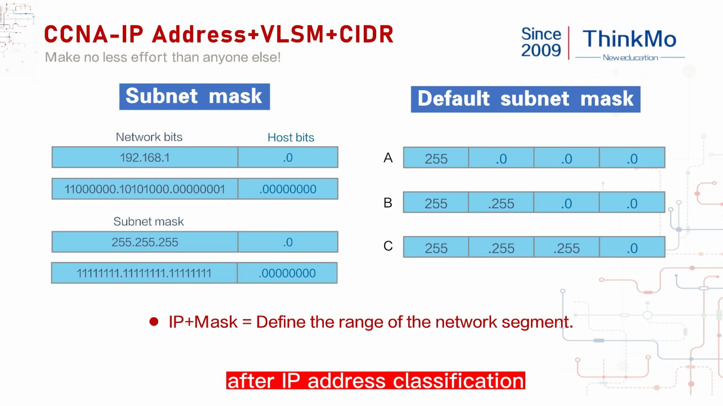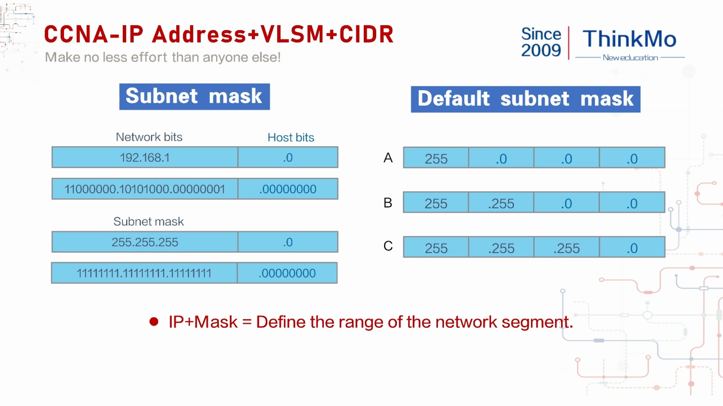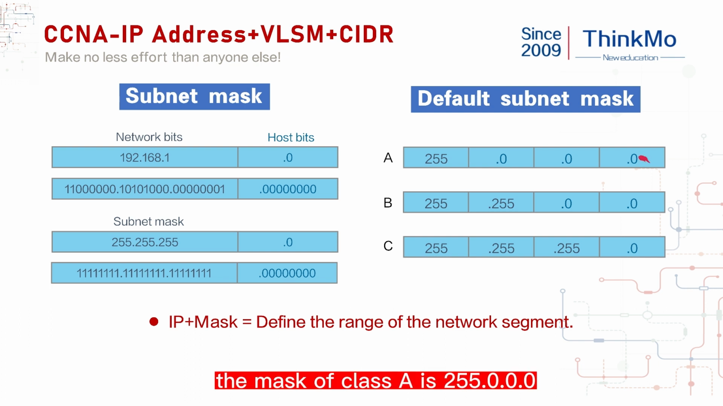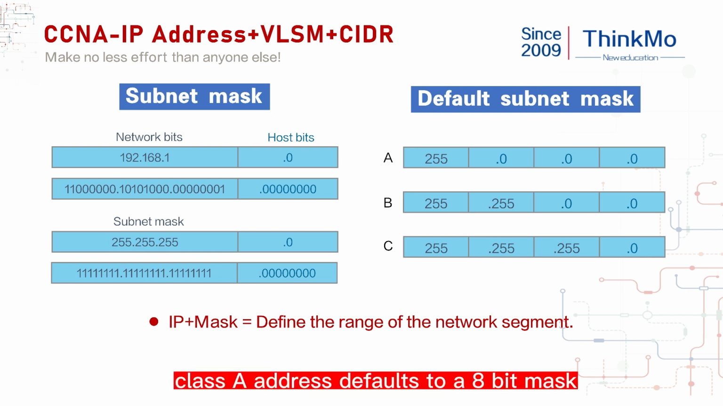After IP address classification, the three classes A, B and C actually define different address ranges. And I will add the subnet mask for you. For classes A, B and C, in addition to defining their value ranges, they also define their respective masks. The mask of class A is 255.0.0.0. That is to say, class A addresses default to an 8-bit mask. It's the same for B and C. The class B address mask is 255.255.0.0, a 16-bit mask by default. The class C address mask is 255.255.255.0, a 24-bit mask by default.